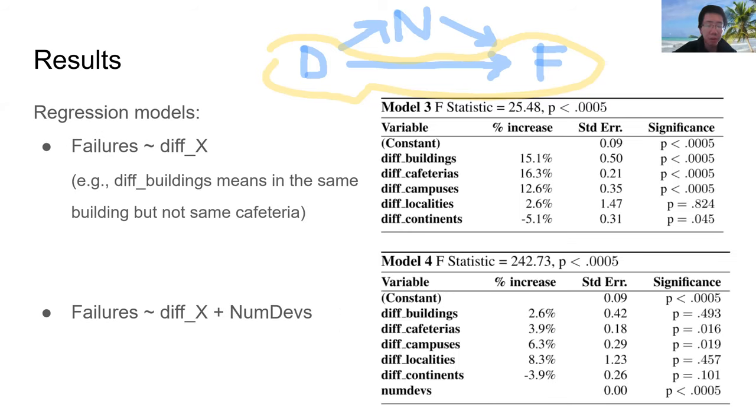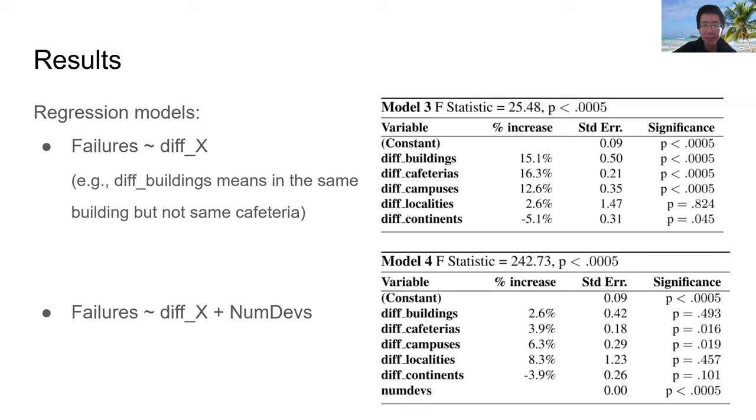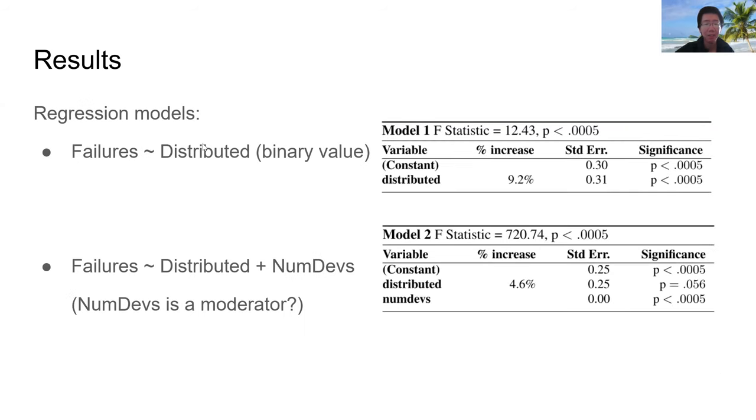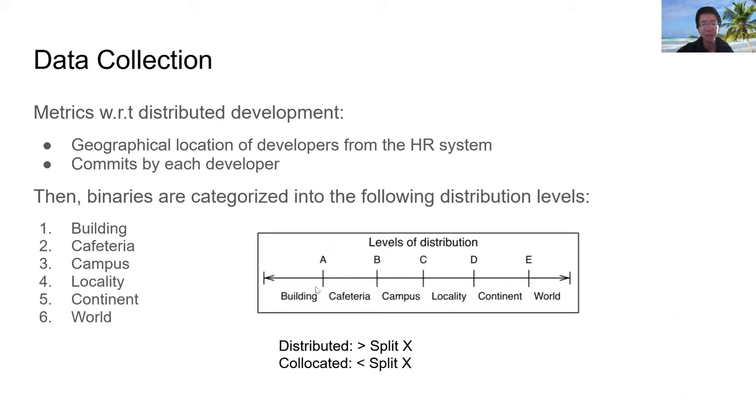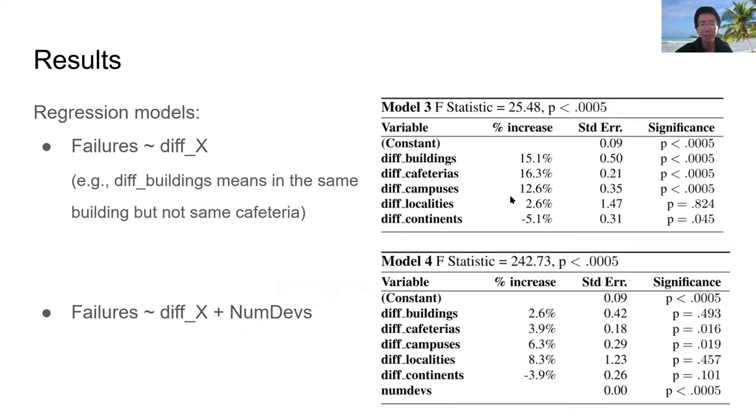Okay, so they have another regression model, but they introduce a different kind of independent variable. They use this diff x. The basic idea is similar, but here they just had a binary value, whether it is distributed or not. Here they break it into five different variables. Diff building means that developers work in the same building but not in the same cafeteria, which is the upper level if we go back to the page here. And the increase is compared with the developers in the same building, I think.